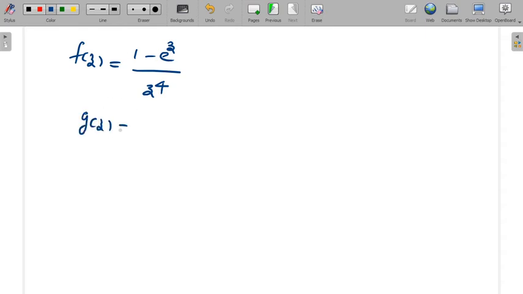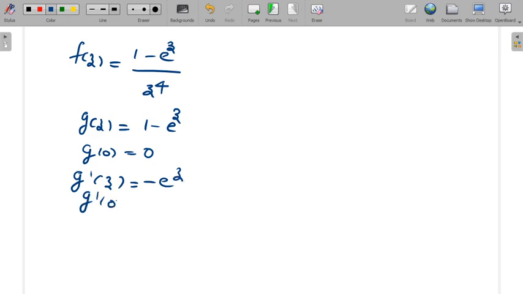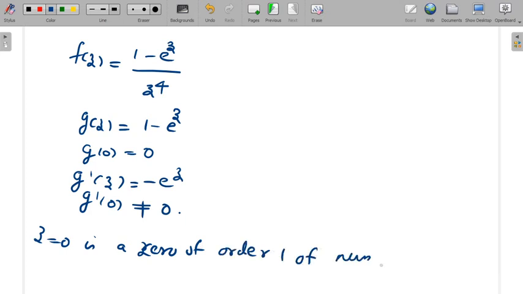So if you take g of z is equal to 1 minus e raised to z, as we checked earlier, g of 0 is 0, and g dash z is equal to minus e raised to z. G dash 0 is not equal to 0. So z is equal to 0 is a 0 of order 1 of the numerator. And if you look at the denominator, z is equal to 0 is a 0 of order 4, since z raised to 4 is in the denominator.